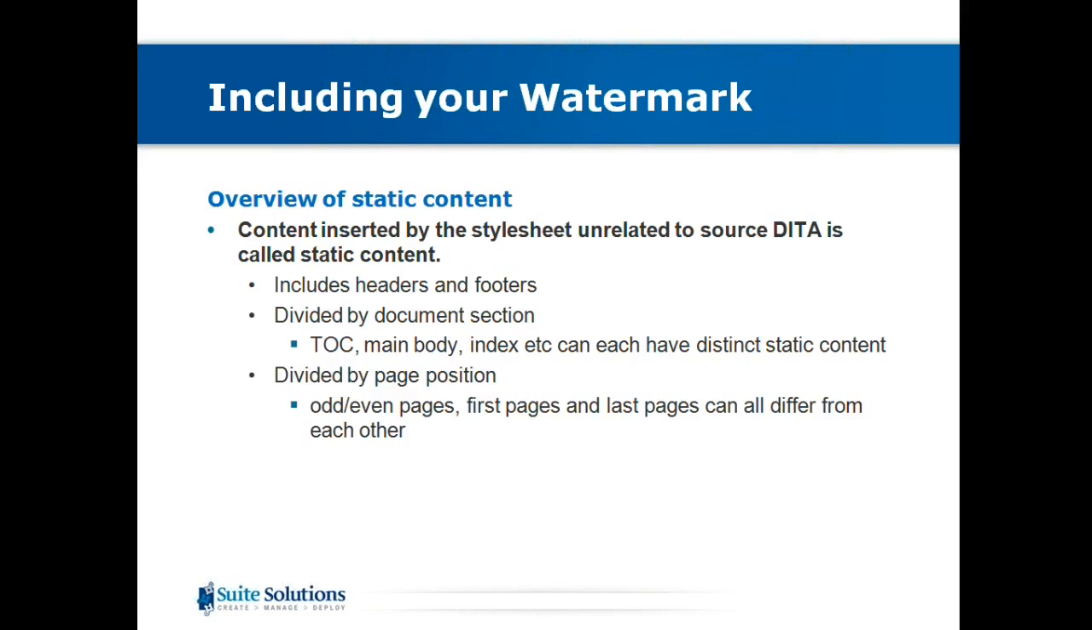You might want different page numbering in the front matter and in the body of the document. Roman numerals in the beginning and regular numbering in the body. You might want certain titles appearing in the body that don't appear in the front matter or the back matter. A lot of different possibilities for why you might want the different document sections to have distinct static content from each other.